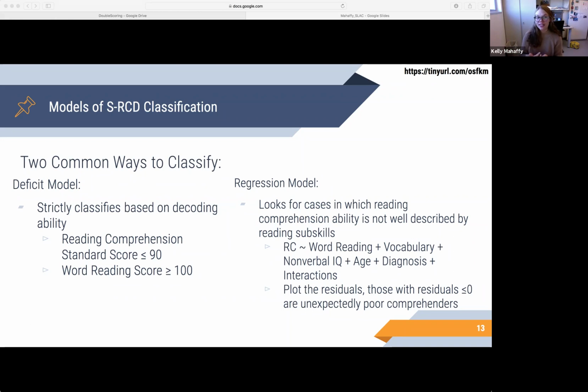But this model looks for cases in which reading comprehension ability is not well described or well predicted by reading subskills. So you'll see on the screen the regression model that we typically use. It's one in which reading comprehension scores are predicted by word reading ability, vocabulary, nonverbal IQ, age, diagnosis, and the interactions between all of those variables. And the idea is that no matter how you're reading in a standard score, if those reading subskills don't predict your comprehension, then in theory, something might not be working as efficiently as it could. So the way that we typically do this is to run the regression model and plot the residuals, and those with residuals of less than 0 are those who have a difference between expected and actual comprehension score.